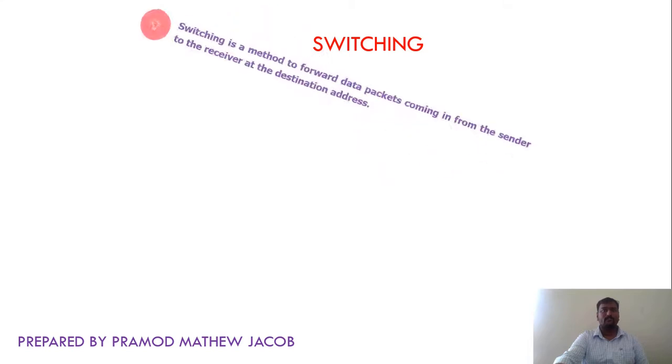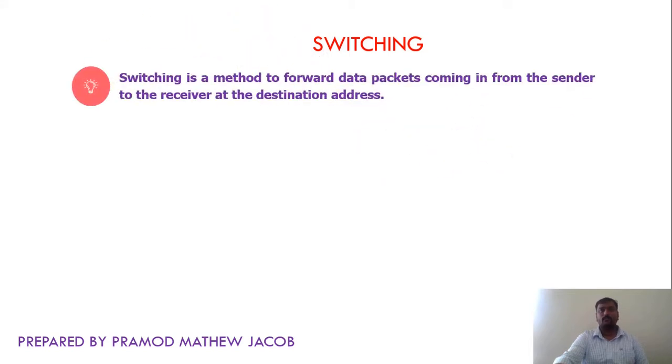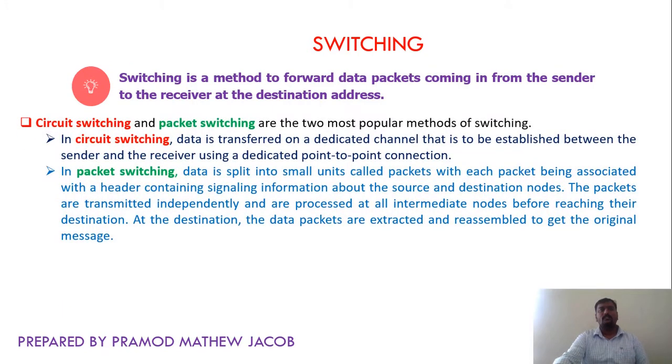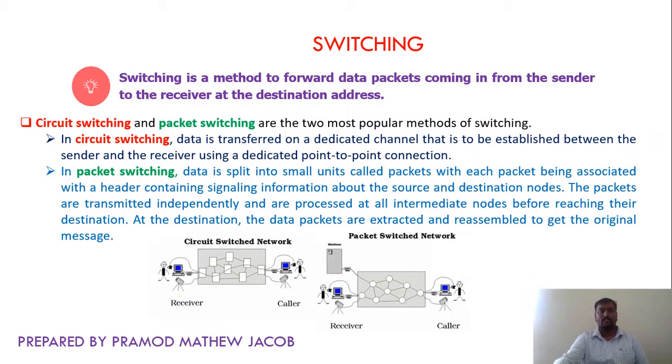Next is switching in computer networks. Switching is a method to forward data packets coming in from the sender to the receiver at the destination address. The switching can be done in two ways: circuit switching and packet switching. In circuit switching, the data is transferred on a dedicated channel that is to be established between the sender and the receiver. This same channel will be used throughout the communication, so it is using a dedicated point-to-point connection.